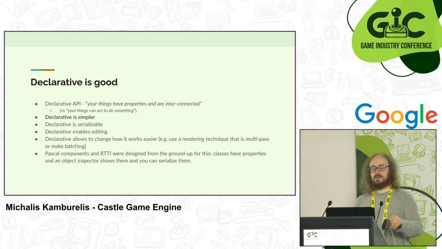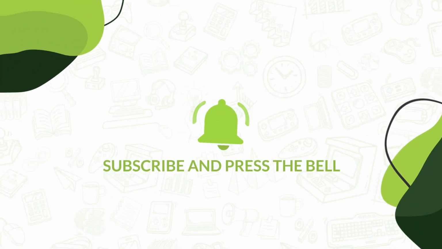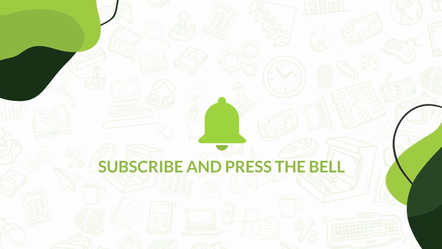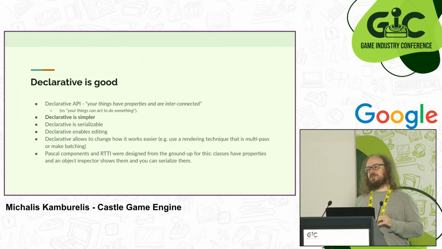So I will try to speed up even more. No, but seriously, I would try to skip some things. So, declarative. The declarative approach is good because it means that you think that things have properties, not actions. And that's simpler to explain to everybody and to use. It also means that things can be serialized. They are friendly for editor, for tooling. So I encourage you to think about your APIs as being declarative.